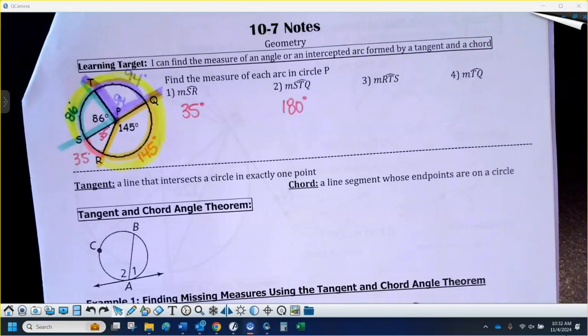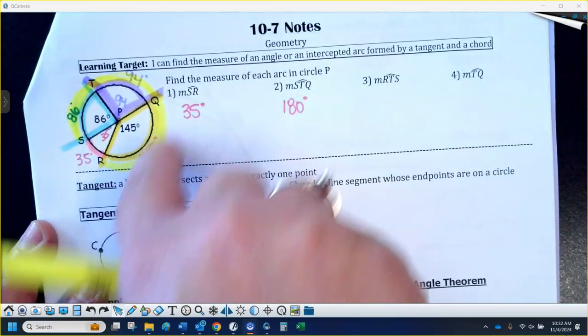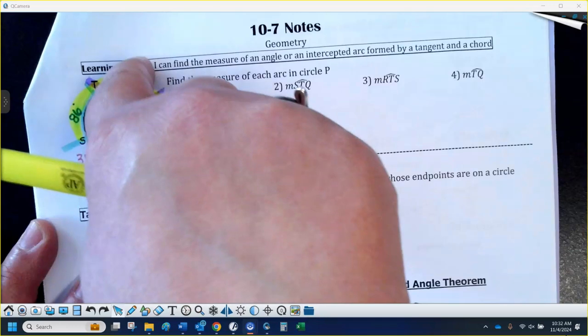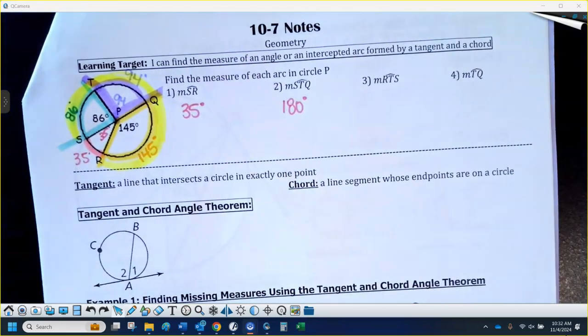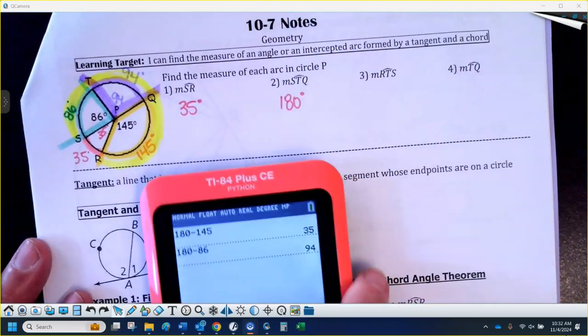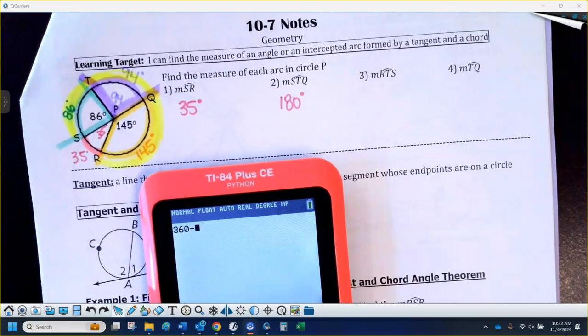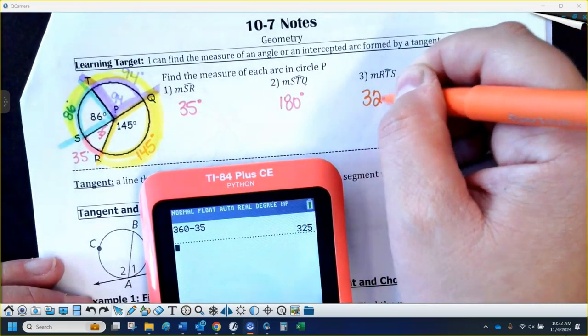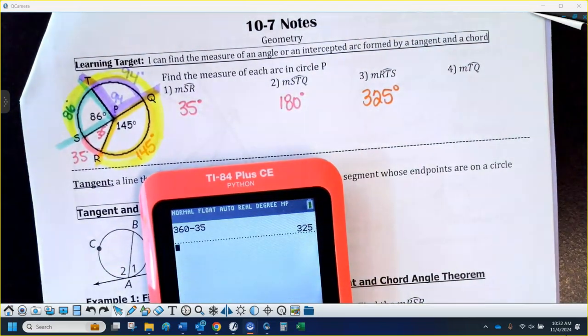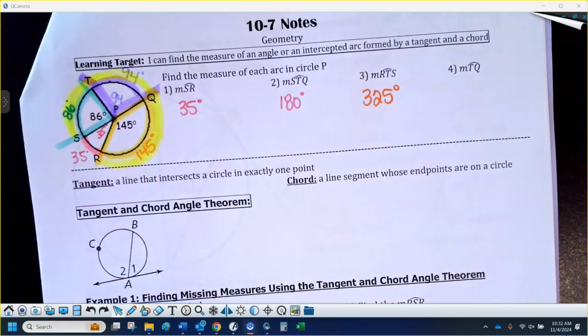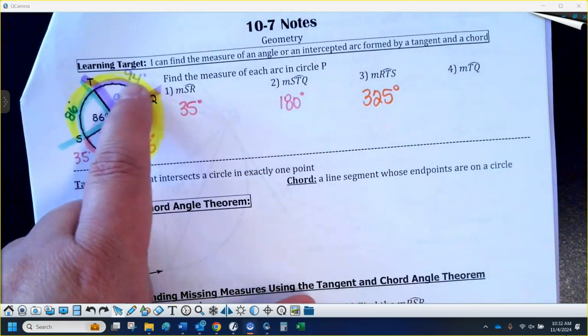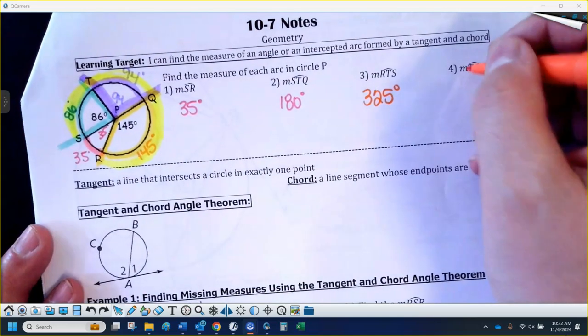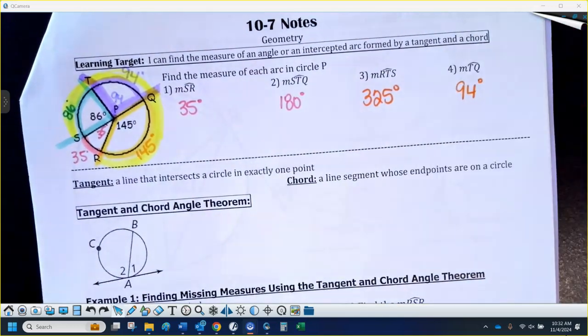So there's a couple ways you could do this. Add the arcs together as you go around. So we could do 145, 94, and 86. Or if you want, you know all the way around the circle's 360. So just do 360 minus that little piece it didn't include, which was 35. Both of those should give you the same answer. That would be 325. And then TQ, that's the one I originally did in purple right there. That was just 94, so I'm just taking that right out of the diagram.